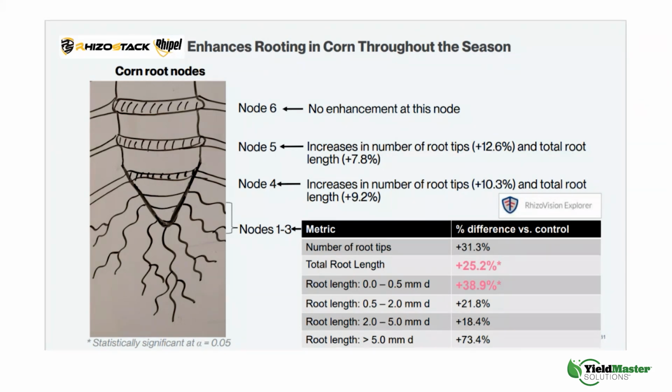What they're seeing is an increase in the amount of root tips at nodes 1 to 3, and in total root length, especially the smaller, fine, fibrous root hairs that are picking up nutrients. Often those are fed on. Those are called the silent problem.